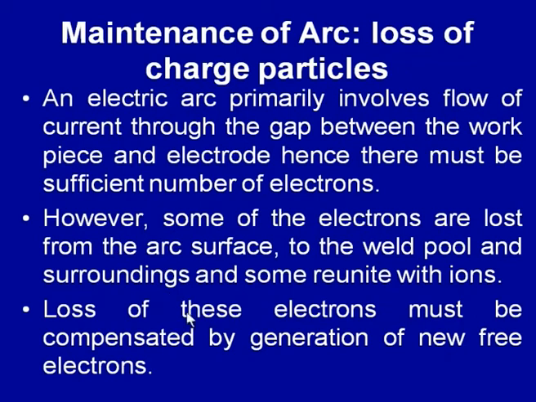Otherwise, this will lead to a reduced number of charged particles in the arc gap, and the flow of current will stop and the arc will extinguish. So, these are the two conditions which must be satisfied for maintaining the flow of current through the arc gap. Now we will see further that, as we have seen, the loss of charged particles must be compensated by generation of new free electrons, so that sufficient electrical conductivity in the arc gap can be maintained to have a smooth flow of current, so that the arc can be maintained.